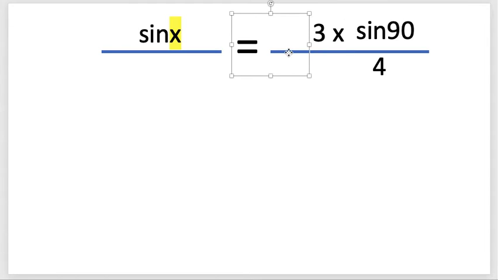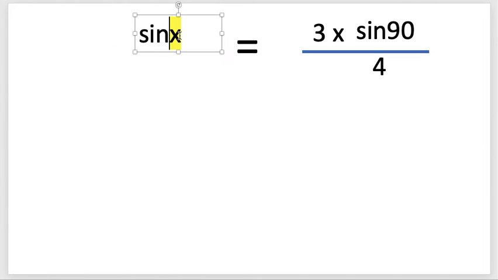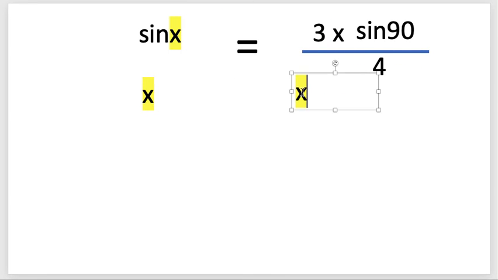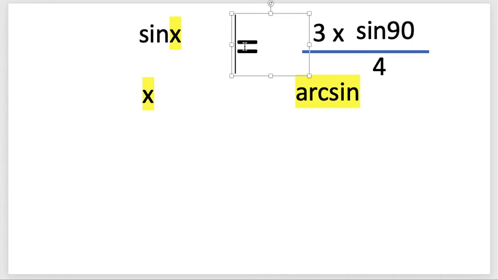Final step is to make sure we calculate what x is. So to do this, what we would do is we would find the inverse of sine. Now the inverse of sine on a Spanish calculator is arcsine, or on English calculators it's sine to the power of -1. So the sine goes to the other side, but this time it's transformed to arcsine. Now everything else is the same. All we've done is we've moved the sine.